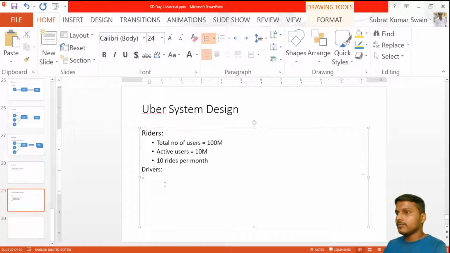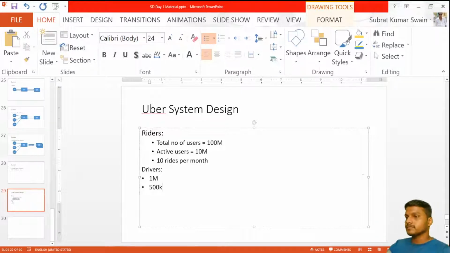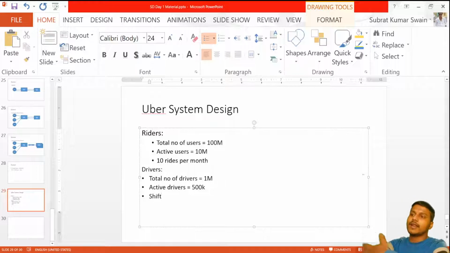For drivers, I have thought of maybe 1 million drivers total registered on Uber, and 500k active drivers at any point of time. And there would be some shift hours. A driver cannot go for 24 hours, so let's say the shift would be 6 hours per day.